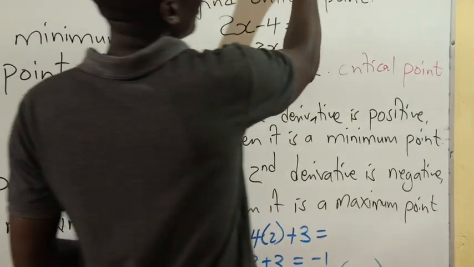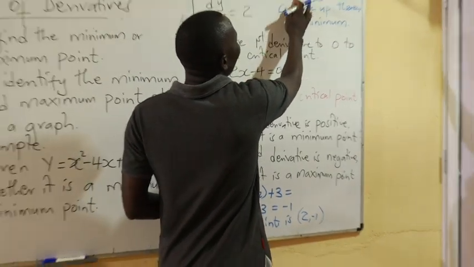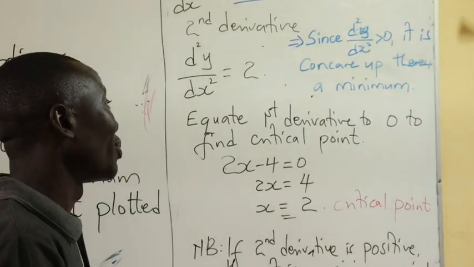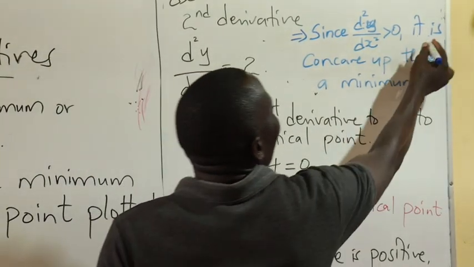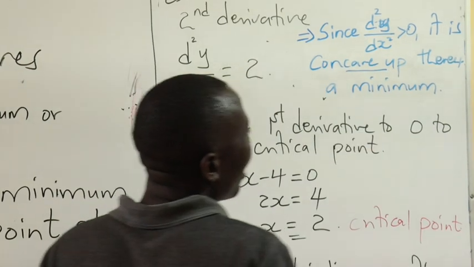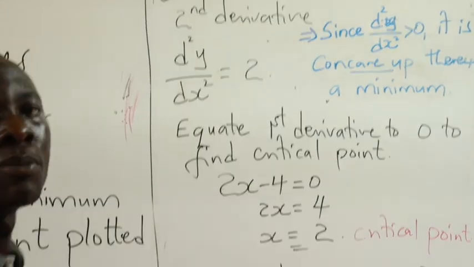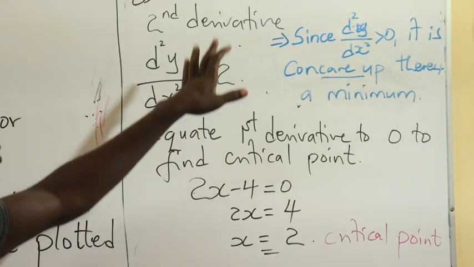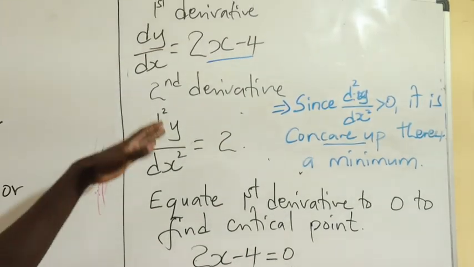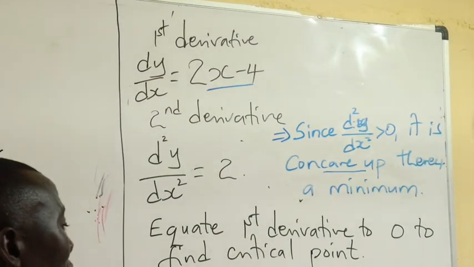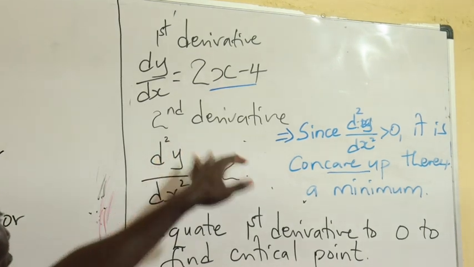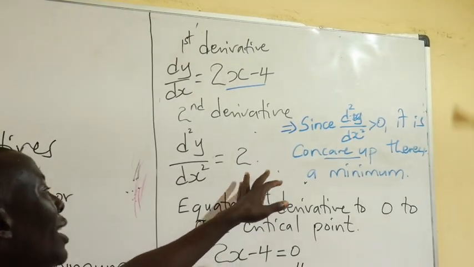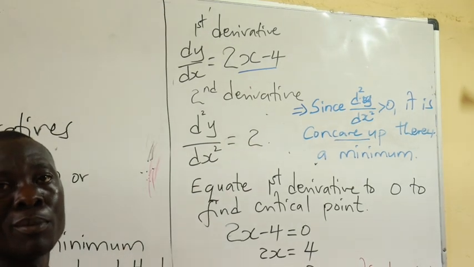I've also indicated here that if the second derivative is greater than 0, that simply means it's positive, then it means it's concave up, and therefore that point is a minimum. So if you are given an equation and you calculate the first derivative, we get the critical point, and if the second derivative is negative, then it will have been a maximum point.